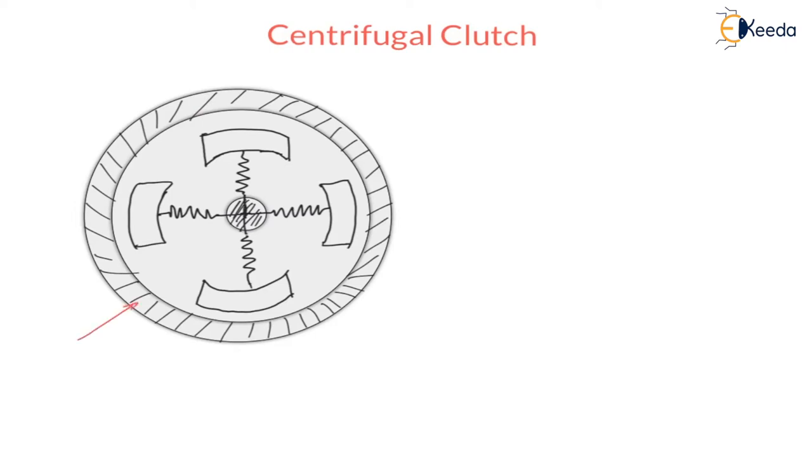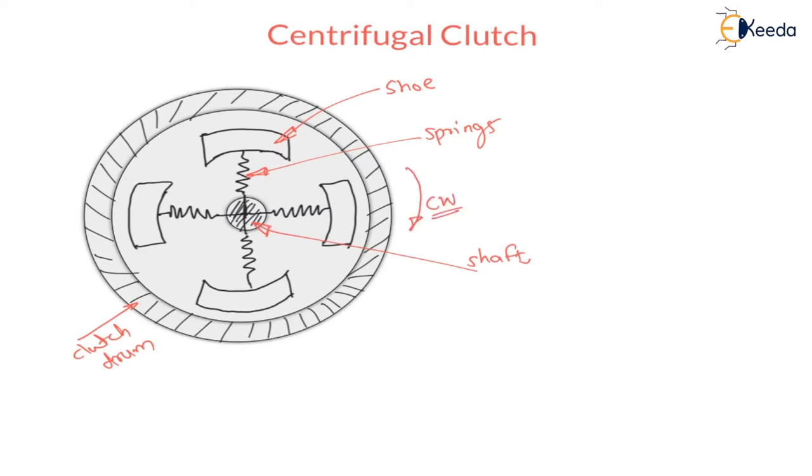Here it is a clutch drum. Now here it is a shoe, rotating. Here the shoe is connected with the springs. And the total assembly is rotating on the shaft. That is, the spring and shoe are rotating on one shaft. Let us say it is rotating in clockwise direction. Right. I am assuming clockwise rotation.